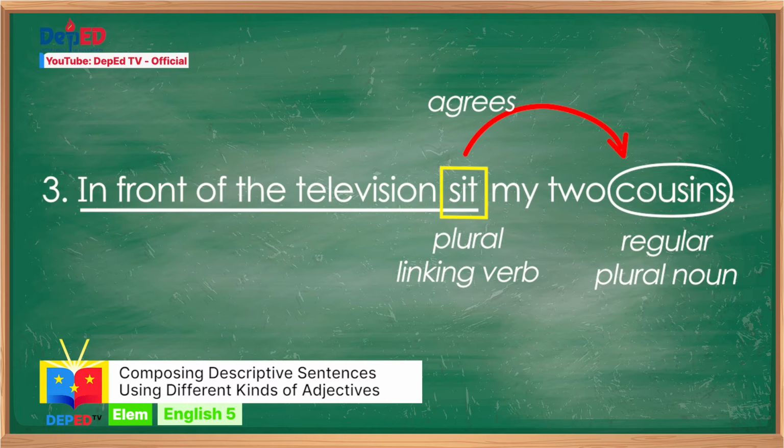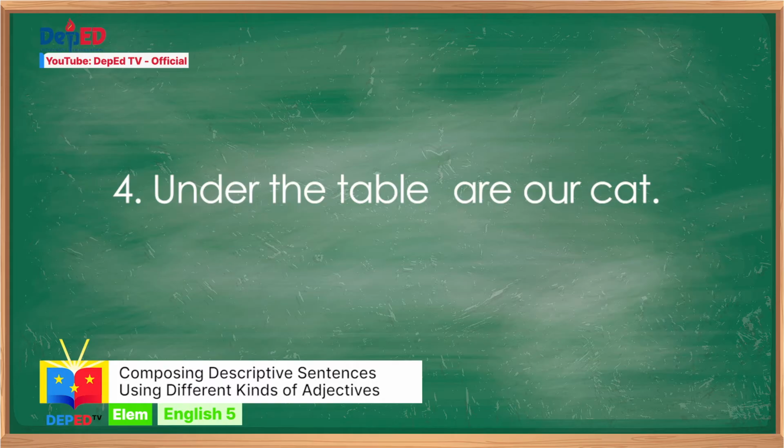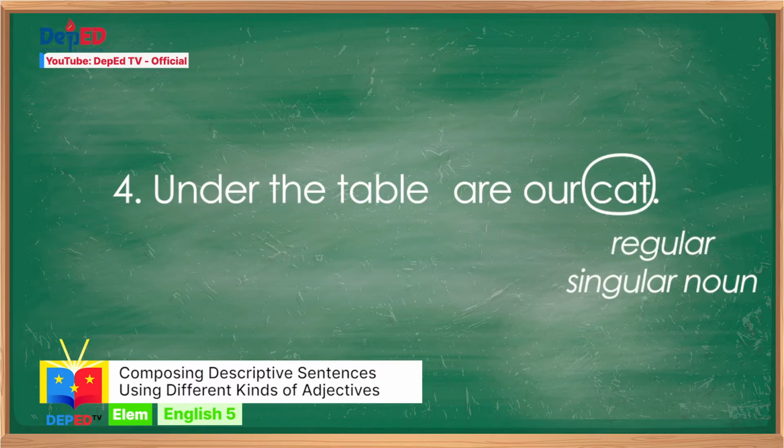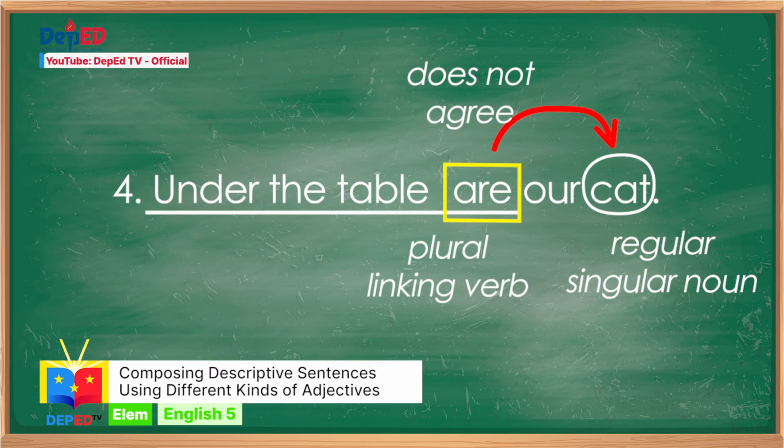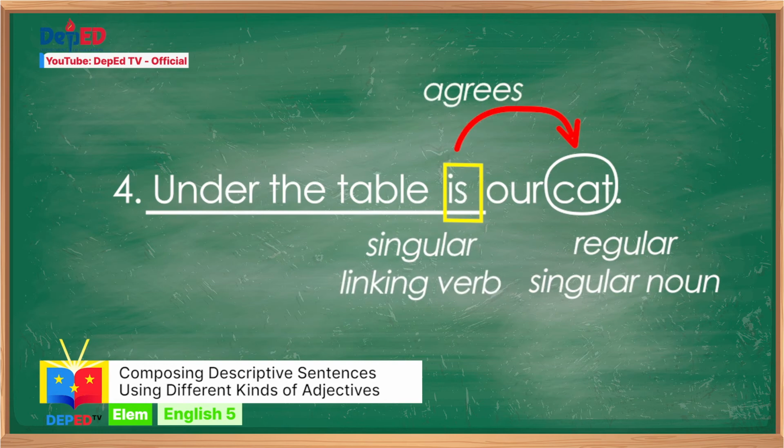I hope you are doing okay. Let us proceed to number 4. Under the table are our cat. We are talking about the cat in the sentence. What type of noun is the subject? Cat is a regular singular noun. What is a predicate? Yes, under the table are. But does the linking verb agree with the number of the subject? That is right, it does not. Instead of having are, the be verb should be is. The correct sentence is, under the table is our cat.